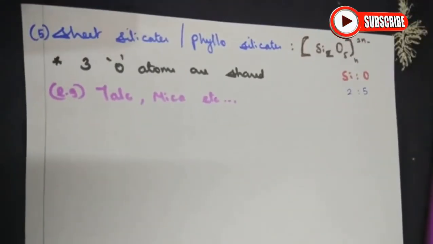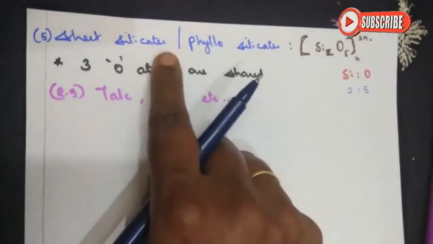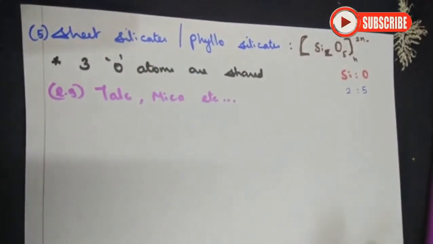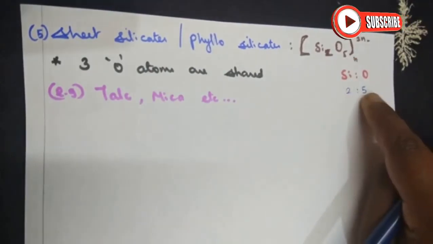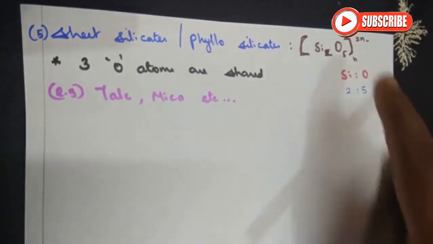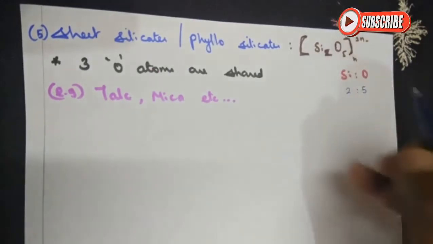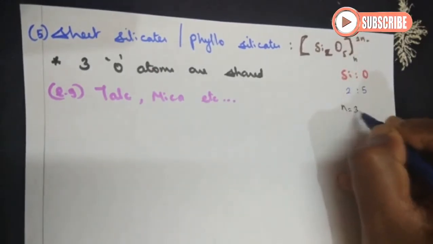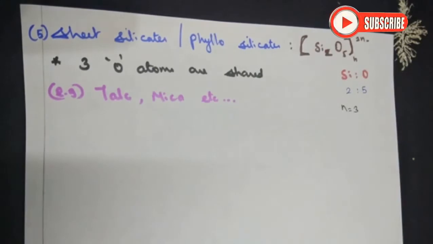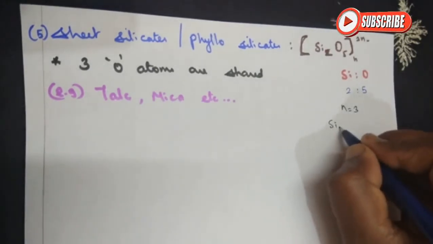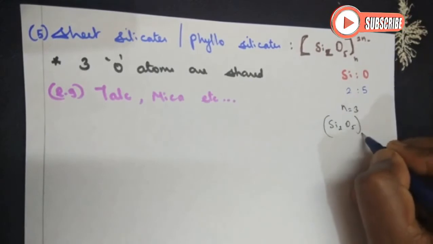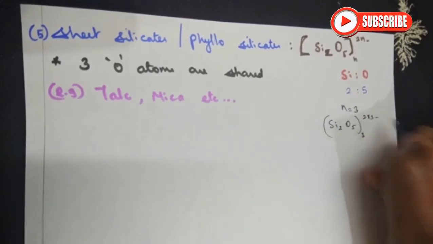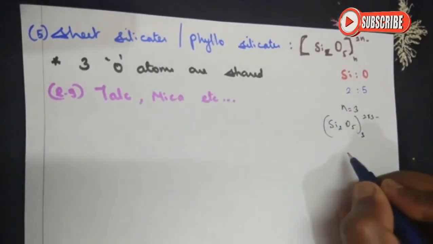Moving on to the second last type of silicate, that is sheet silicate or a pyrosilicate. The unit formula here is Si2O5, with silicon atoms bonded to 5 oxygen atoms, n times, given 2n minus. If we take n equals 3, let's substitute into this formula. That will be Si2O5. Instead of n, you write down 3 here. 2 into 3 minus. Calculate, 3 2s are 6.